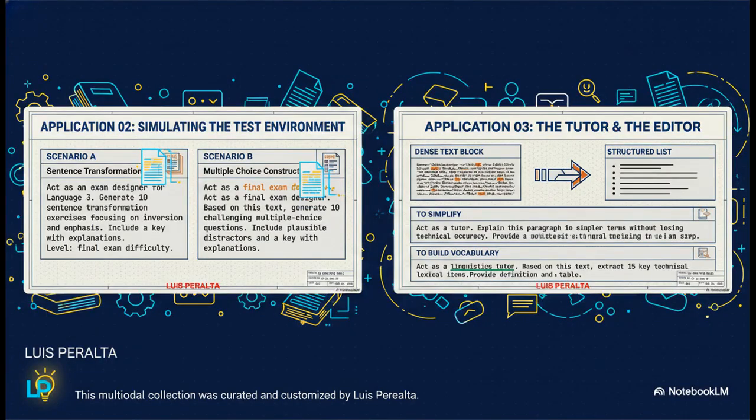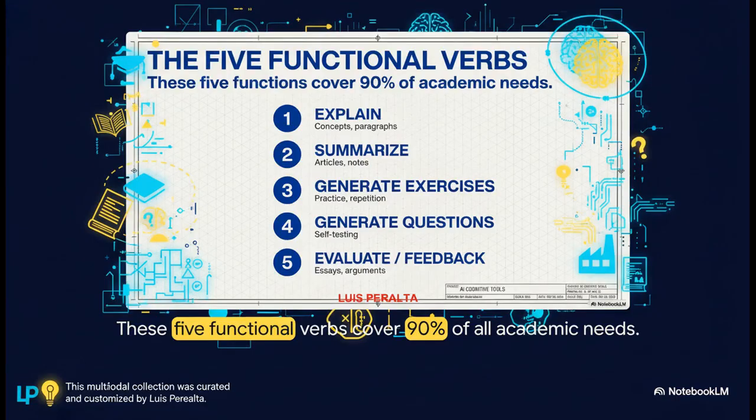And what's so cool is how incredibly versatile this is. It's not a one-trick pony. By just tweaking the role and objective, you can transform the AI from a concept explainer into an exam simulator that generates practice exercises. Or you can turn it into a personal tutor that simplifies really dense academic text and pulls out the key vocabulary for you. You know, when you really get down to it, most of your academic work boils down to these 5 core functions. If you can master building prompts for these 5 verbs, explain, summarize, generate exercises, generate questions, and evaluate, you have basically covered 90% of your needs. This is your essential academic toolkit.